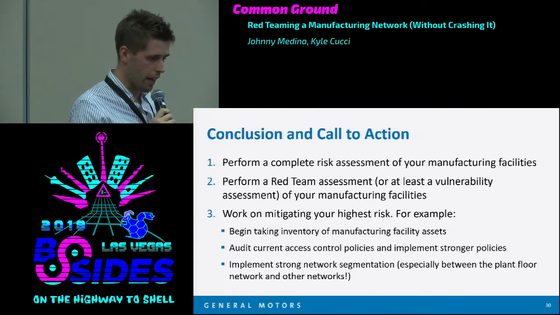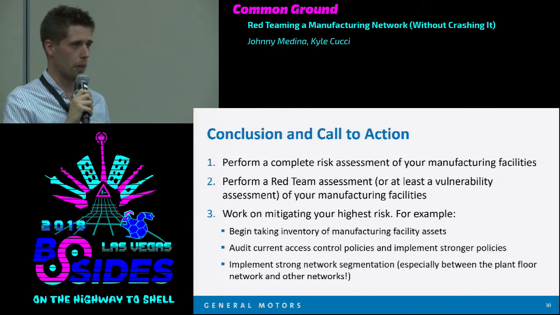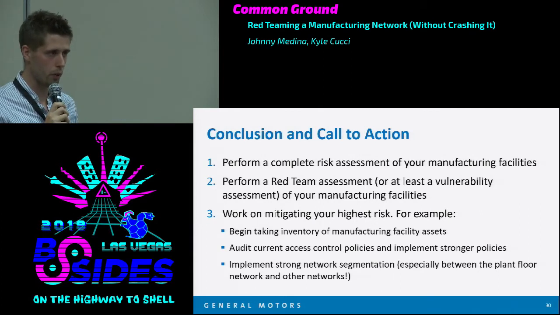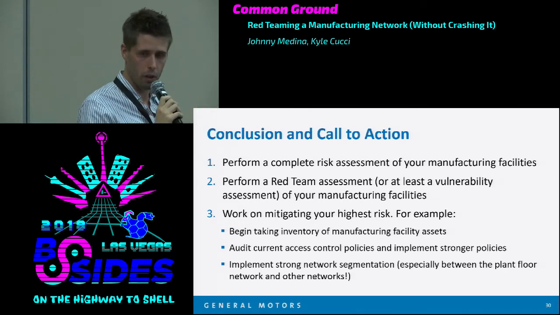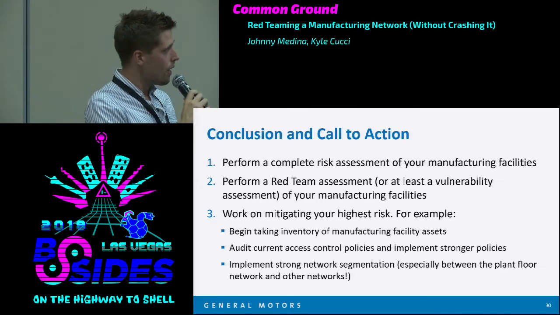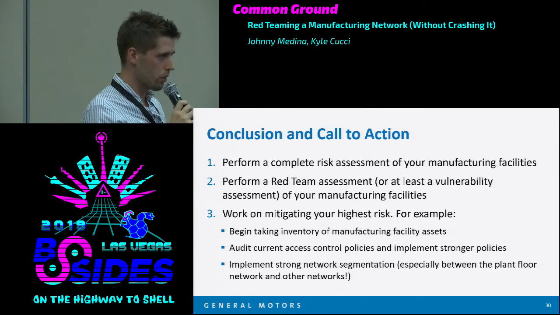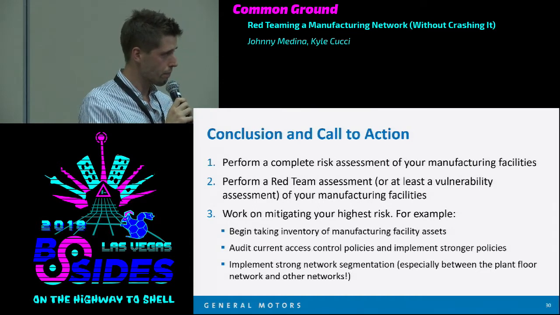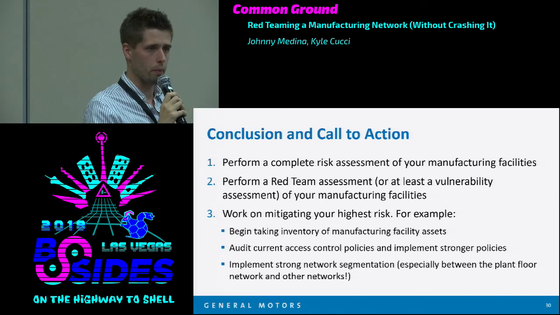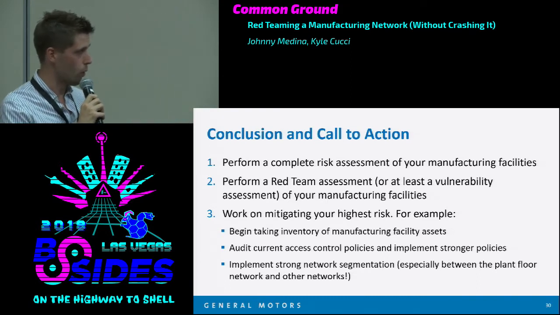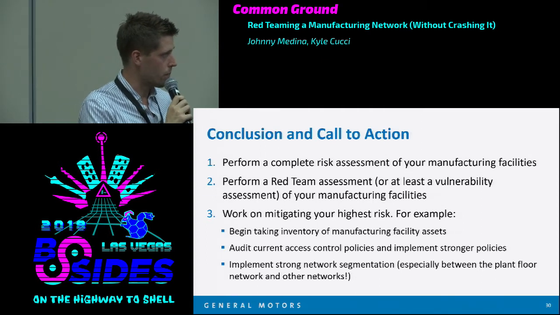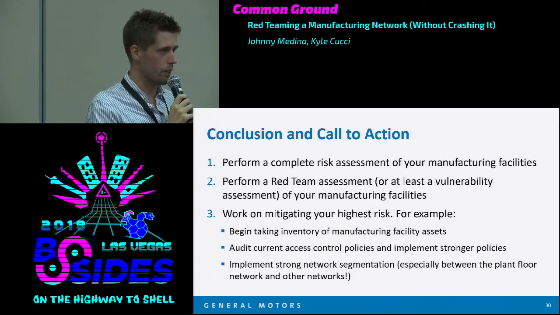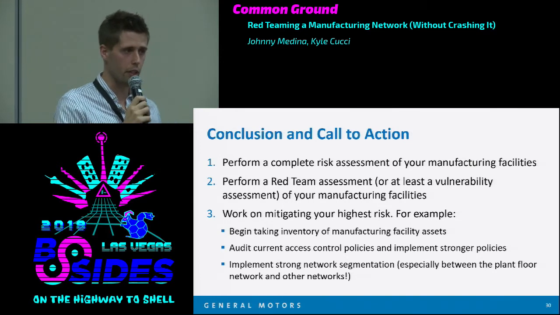And finally, create a plan to start mitigating these risks. So pick your top 3 and create a plan to start remediating these. So an example would be, begin taking inventory of your assets, asset management, audit your current access controls and your current access control policies, and finally, implement strong network segmentation. So these are just 3 things that we think could be quick wins for you in your environments, but it could be anything. It's really facility specific.